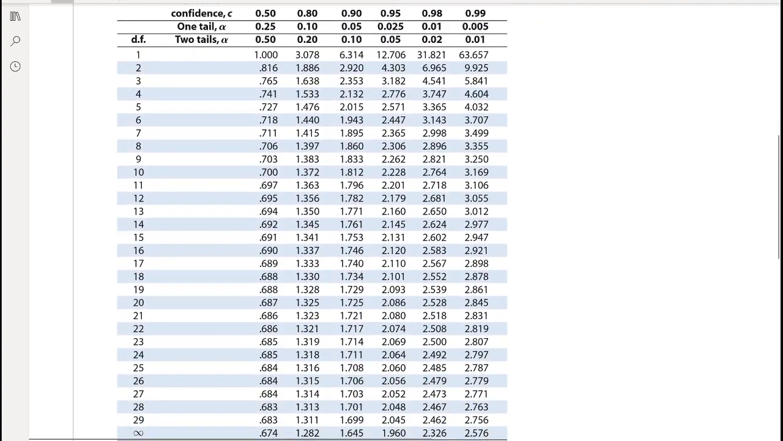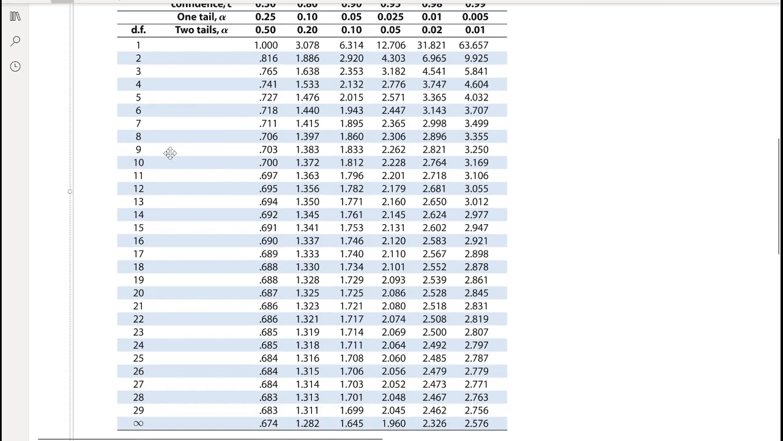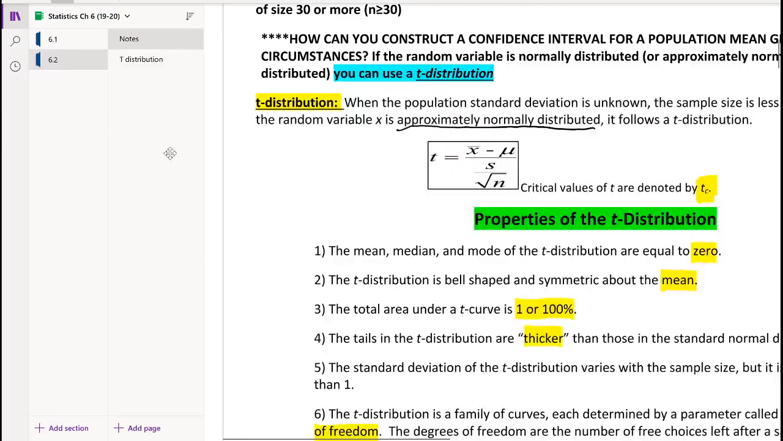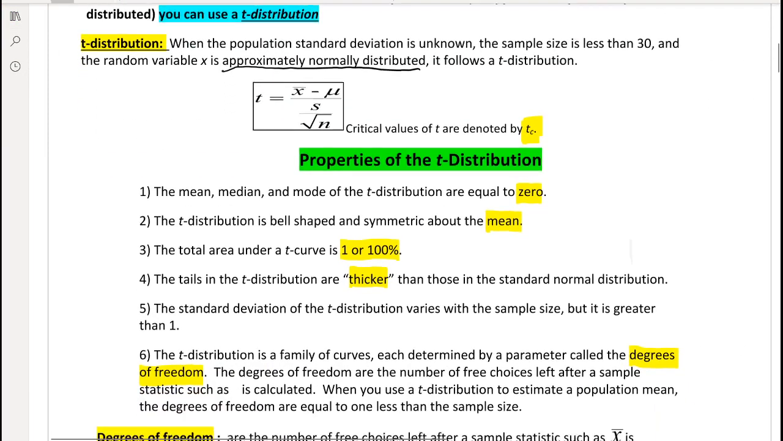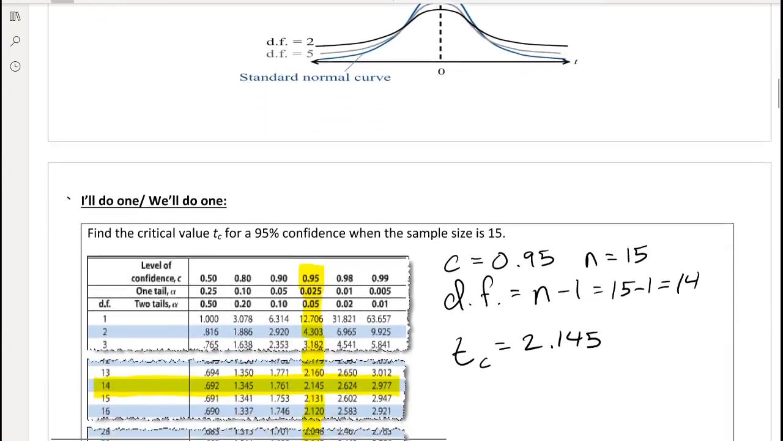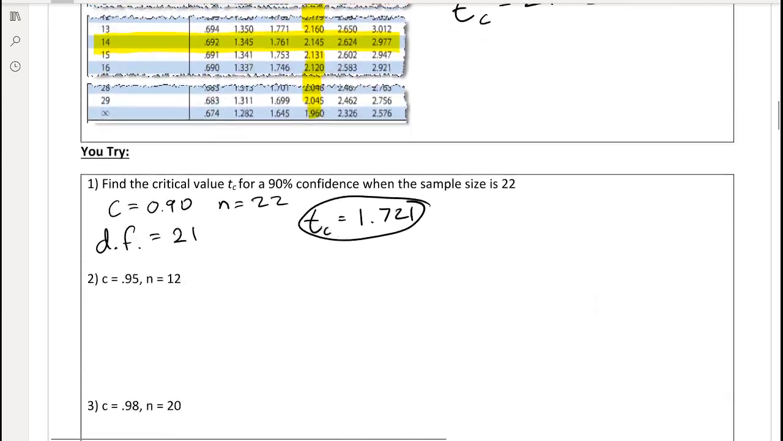Where we have our confidence level right here that we're going to be looking at, the set levels, by the way. And with that, we're also going to have to find our degrees of freedom. Our degrees of freedom is simply your sample size minus 1, and that will help us find our degrees of freedom. Using the chart, we're able to find this t critical.